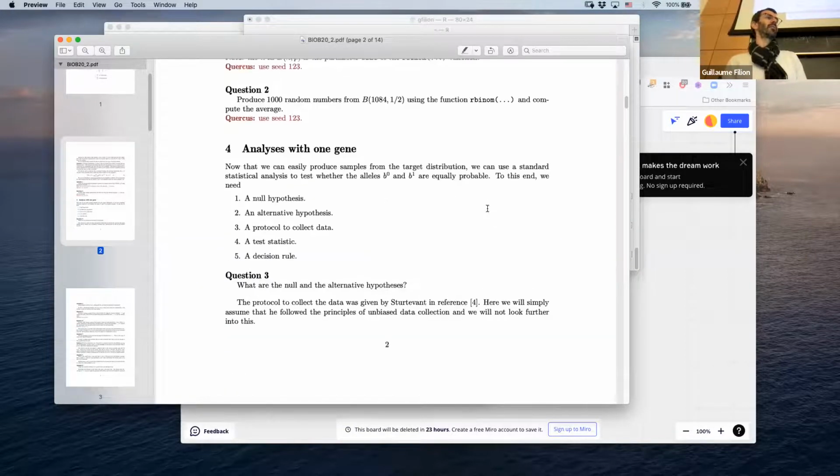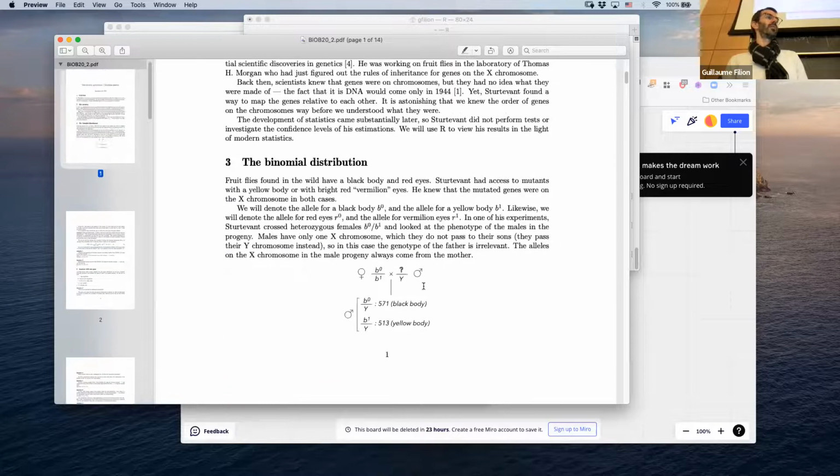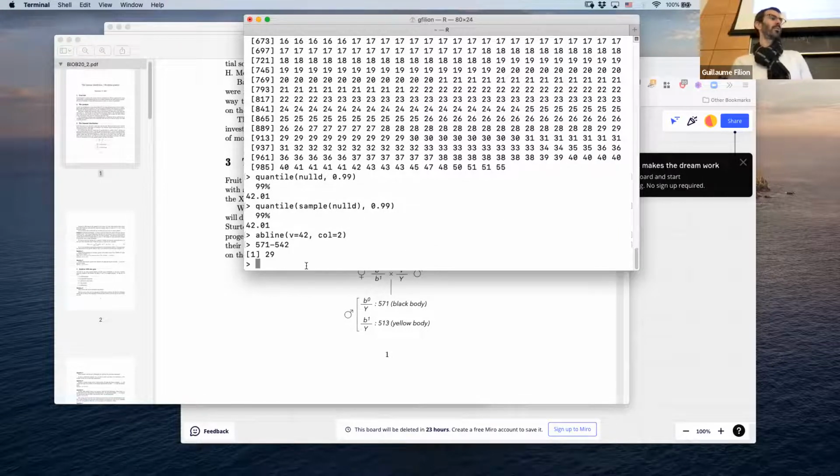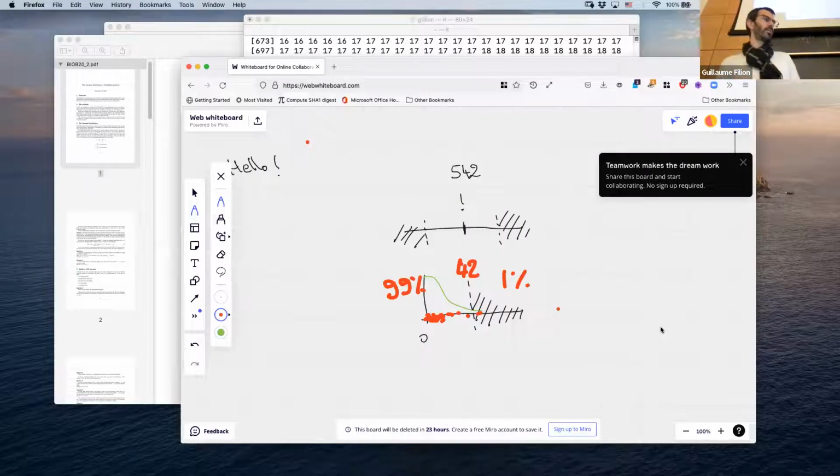Let's go back. So we had 571 black body flies. So here we go. That's 571 minus, what is it again? 542, right? So 29. That's the value of the observed statistic. So 29 is here, like around here.